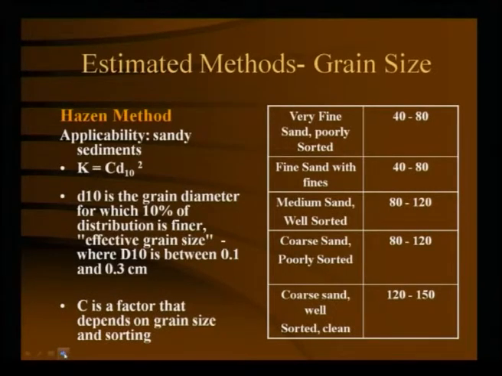Now, if you look at these estimation methods, for grain size, very fine sand or poorly sorted, it will be 40 to 80 percent, applicable to sand sediments. K is equal to C times D10 squared. D10 is the grain diameter for which 10% of the distribution is finer, that is, the effective grain size, where D10 is between 0.1 and 0.3 centimeter. C is a factor that depends upon grain size and sorting, and for medium sand well graded, these are all tabulated and given.